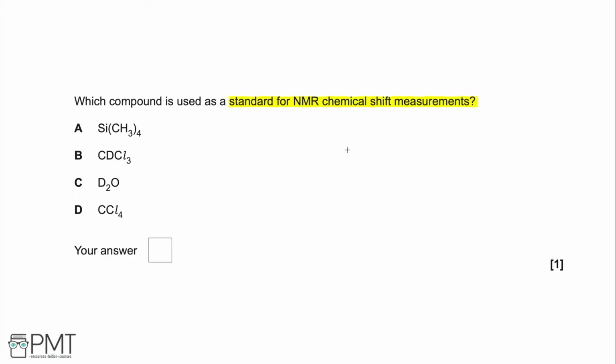So the first thing that we need to check is that all of these compounds actually produce a peak in both carbon and proton NMR. They're the most common ones. Other types of NMR might use a different standard to the one we're going to talk about in this question. But the first thing we should be checking is whether they actually produce a signal in both carbon and proton NMR. So the first one that's drawn my attention is D2O. This doesn't have a carbon in it, so it won't produce a peak in carbon-13 NMR.